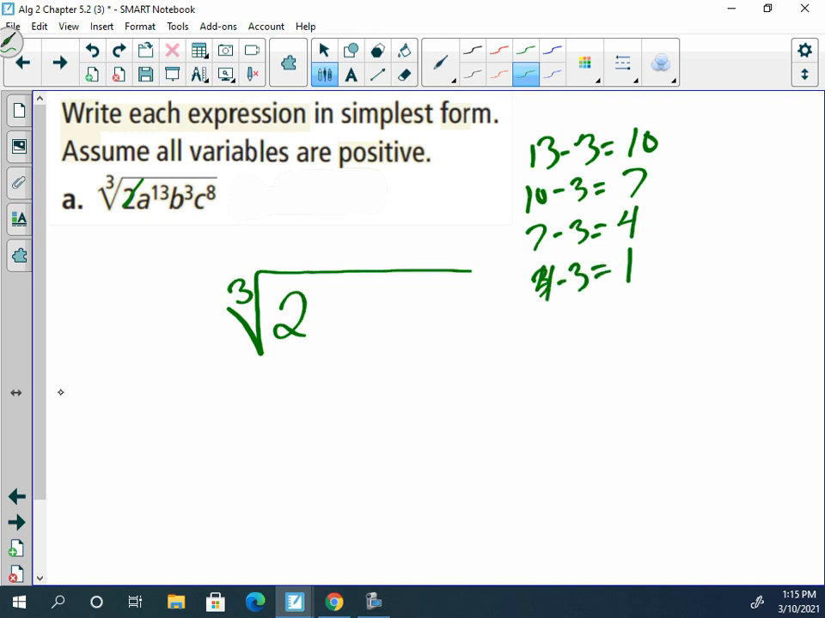I can't go any further. So how many times did we do it? 4 times. So how many come out? 4. So over here we would have, not b to the 4th, a to the 4th. A to the 4th. Now how many do we have left over? 1. So we would just have a. All right, that took care of a.